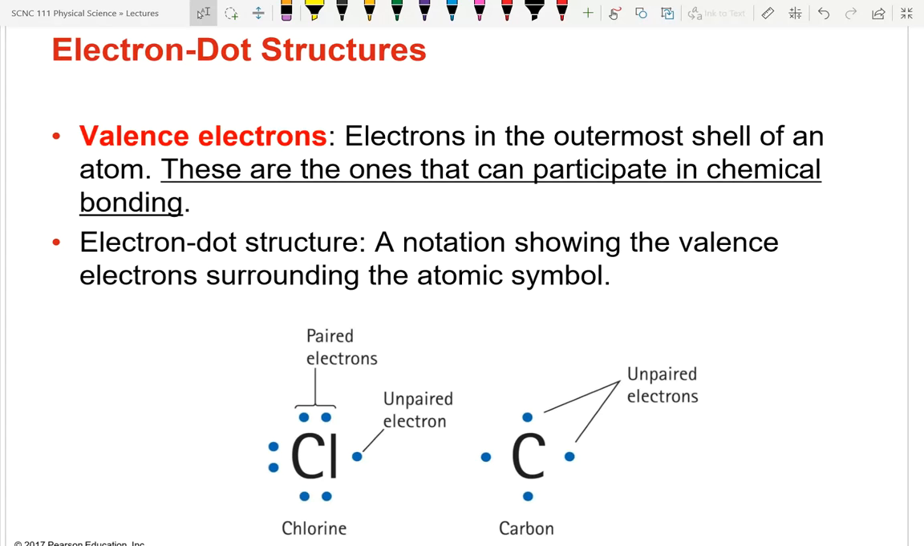We like to use a way of writing the electrons that's called the Lewis dot structure. It doesn't say Lewis there, it says electron dot structure, but Lewis is the person who came up with this, the one whose name really should go with it. The Lewis dot structure is a way of showing the electrons in the outer shell. And the rules for the Lewis dot structure are really pretty simple.